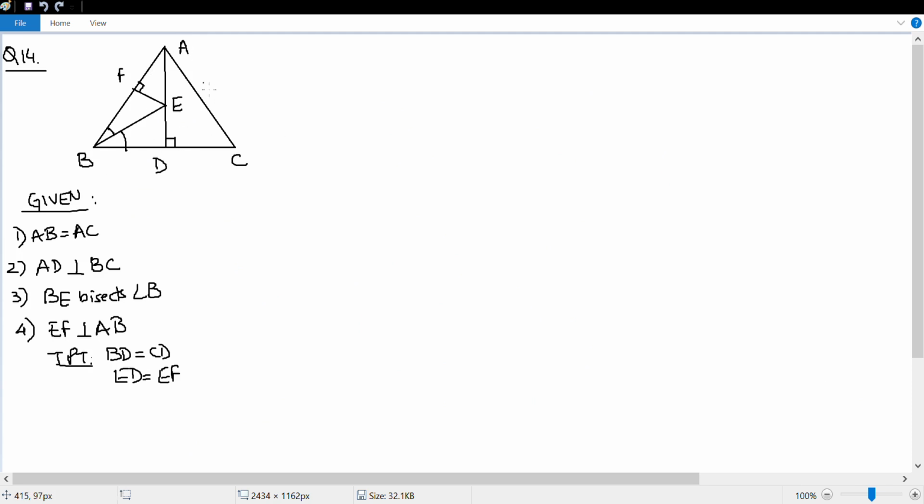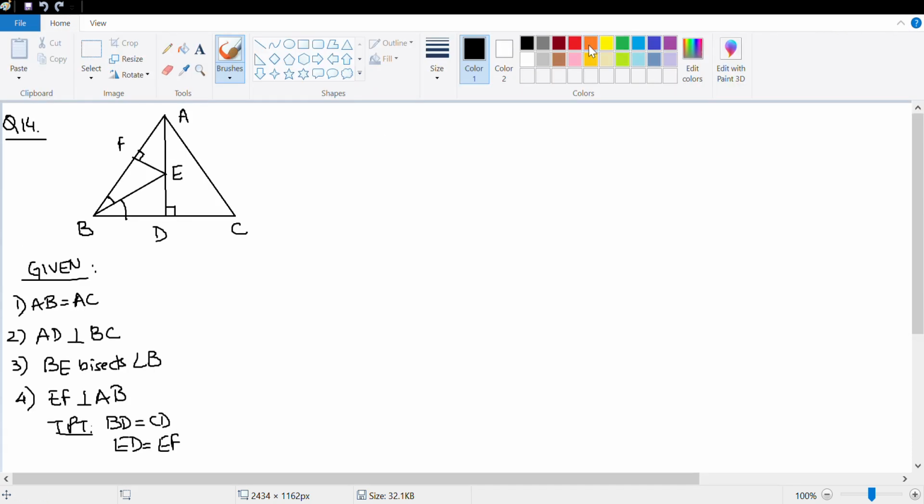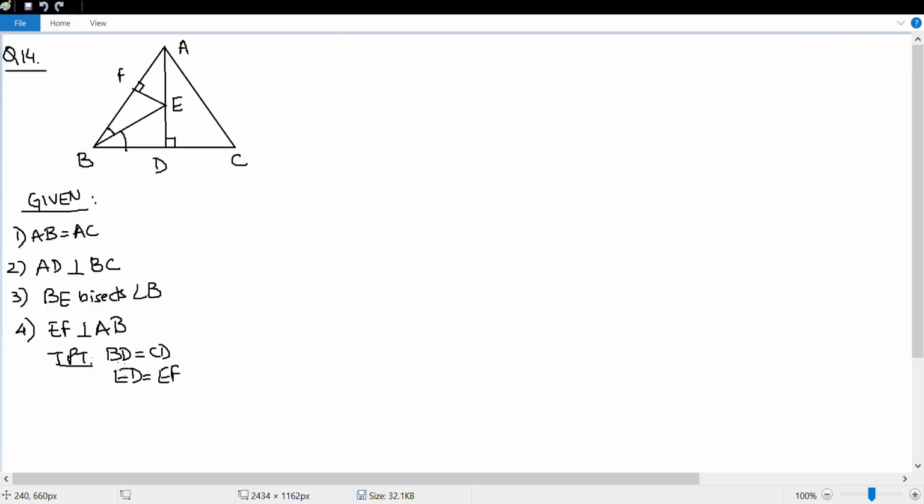So the big triangle ABC is basically an isosceles triangle. AD is perpendicular to BC and BE bisects angle B. So these two angles are also marked equal, and EF is perpendicular to AB. Let's see what we need to do. So we need to prove that BD and CD are equal.